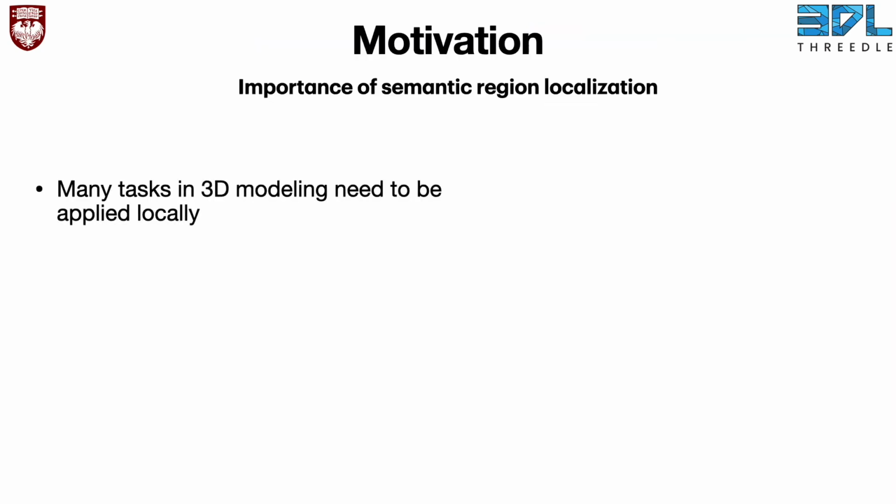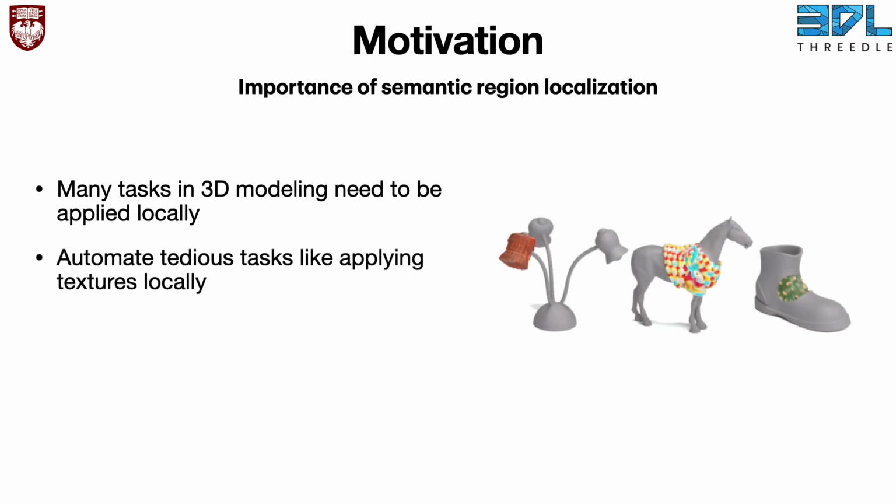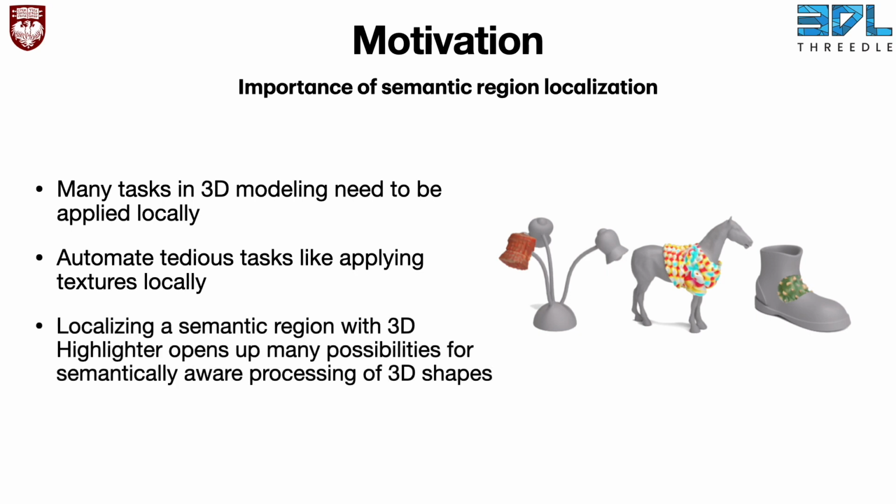Our work is motivated by the importance of semantic region localization for 3D modeling and editing, as many of these tasks need to be applied locally. As an example, if we have a texture that we only want to apply to a specific semantic region, determining the vertices and faces over which to apply it would be a tedious and manual task. With localizations produced by 3D Highlighter, we can automate this entire process. Thus, our method opens up many possibilities for semantically aware processing of 3D shapes.